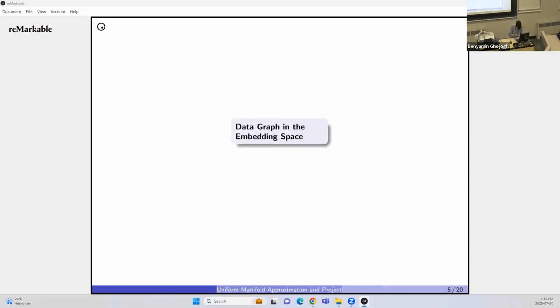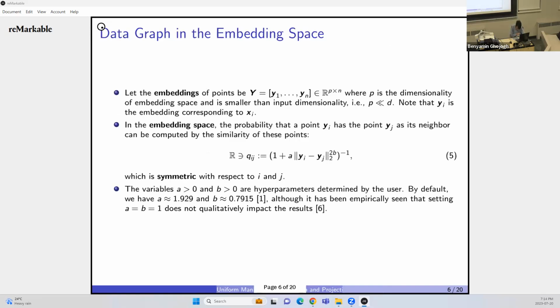So, the data graph in the embedding space. Let the embeddings of the points be y1 to yn. So what do I mean? I'm denoting the embedding because I want to find embeddings, low-dimensional embeddings of the data points, right? Assume the ith data point is xi, its embedding I denote by yi. And I assume the dimensionality of the input space is d-dimensional, but the embedding is p-dimensional. p is the dimensionality of the embedding space.